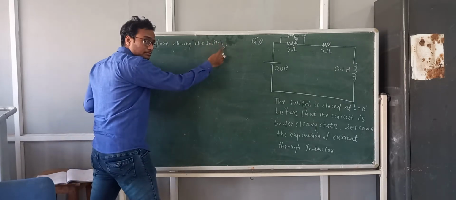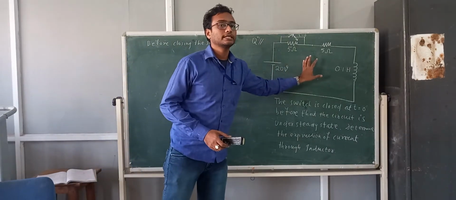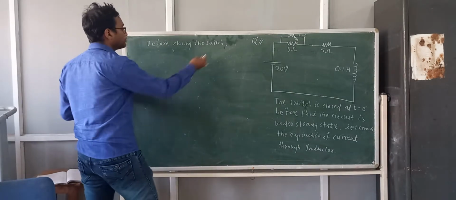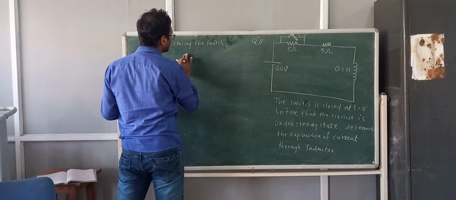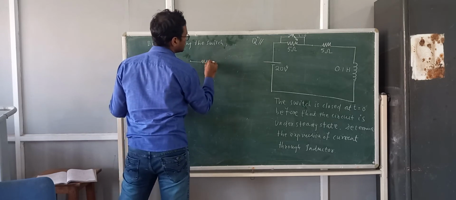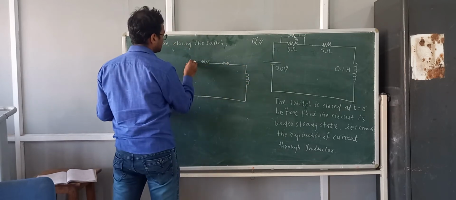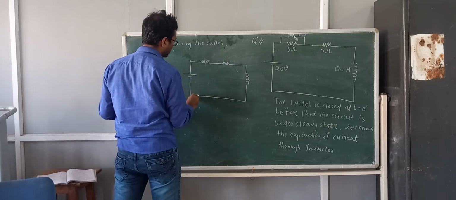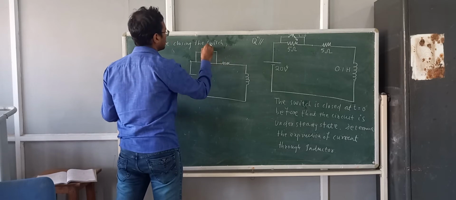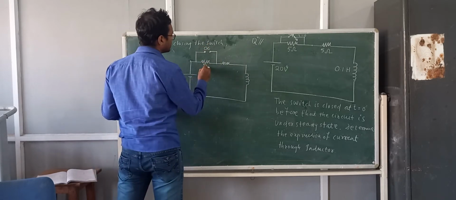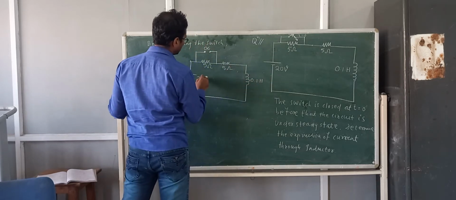Before closing the switch, it is said that the circuit attains steady state. So before closing the switch, this circuit was open. Here this is the resistance, this is another resistance, this is the inductance, and this is the voltage source. The switch was open here. The values are 5 ohm, 5 ohm, 0.1 henry, and 20 volt.